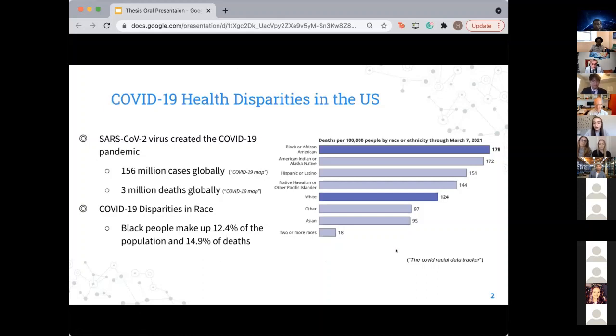And if we can go over here, we can see this in a different way. If you take the US population, 178 out of every 100,000 people that are Black die from COVID-19, while 124 out of every 100,000 white people die. And when this is scaled up to the population of the US, the difference between 178 and 124 is a very large number. This clearly depicts the racial disparities associated with COVID-19.